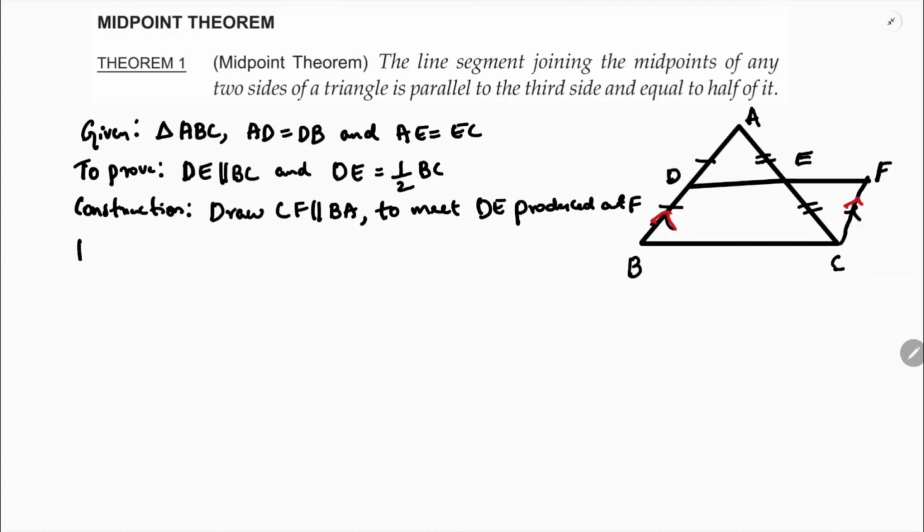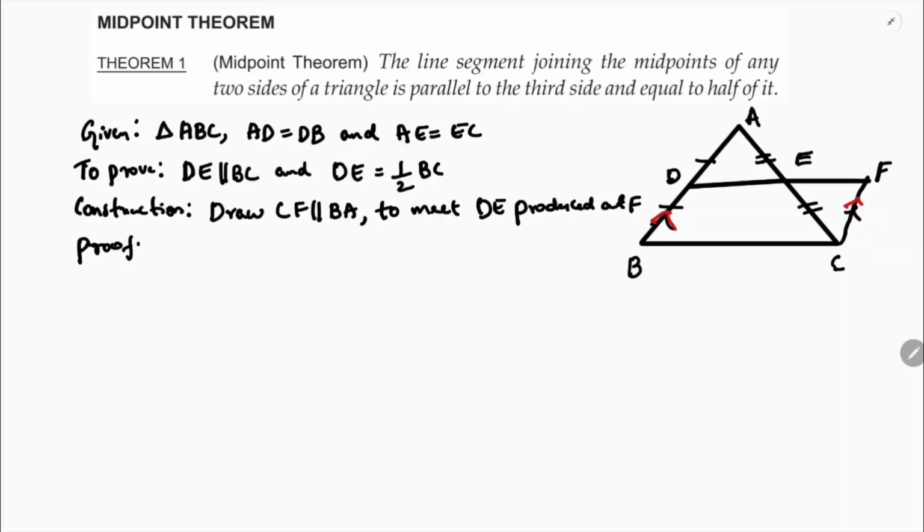Now the proof. First we need to prove these two triangles congruent, AED and CEF. Then by CPCT I'll take AD equal to CF, but AD is already equal to DB. So from these two I can conclude that DB equals CF and DB is parallel to CF. So if we join the endpoints, we'll get a parallelogram.